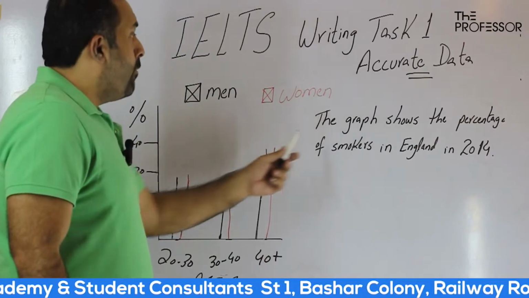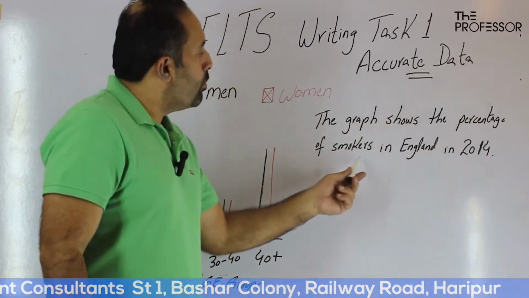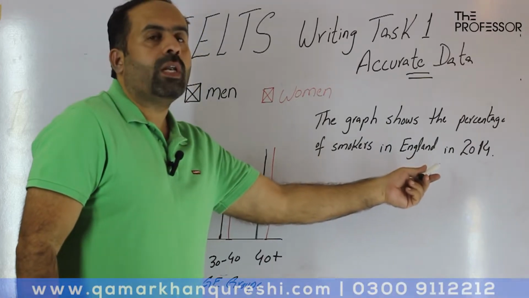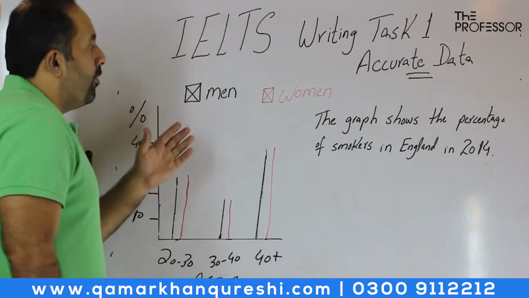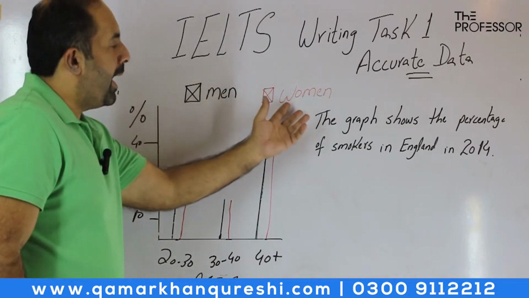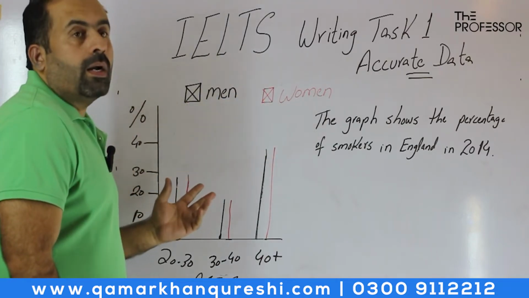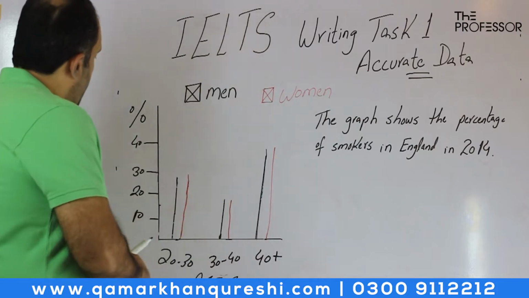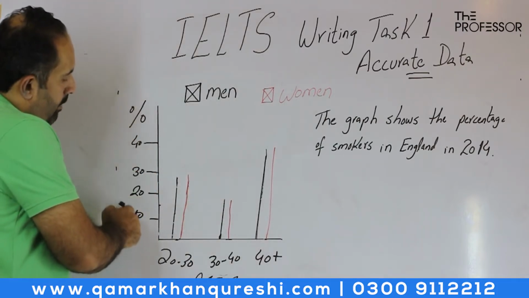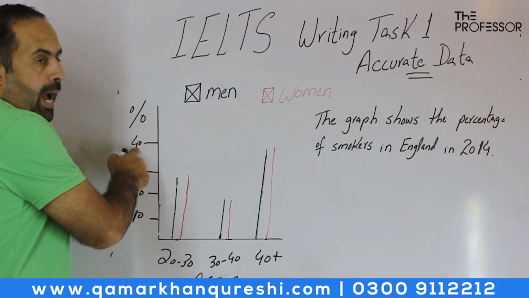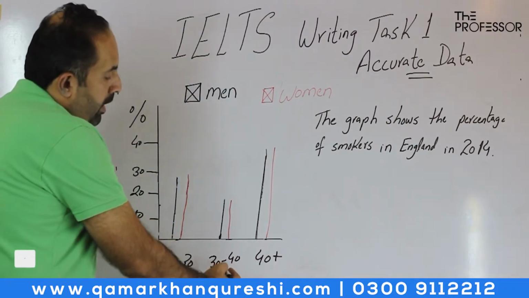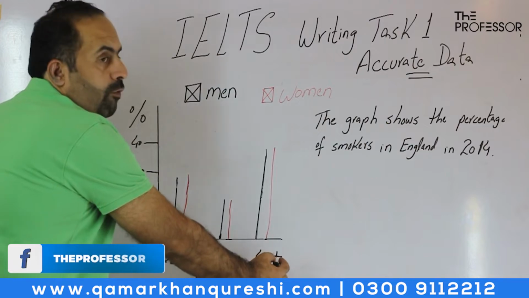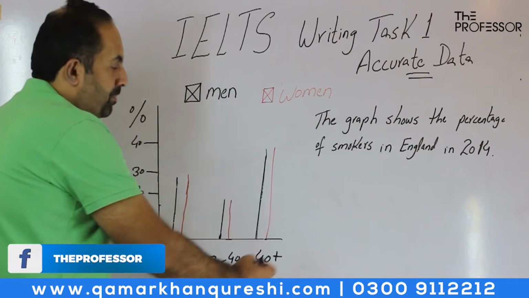Now this graph shows the percentage of smokers in England in 2014. So this is data of both men and women who are smokers. This is the percentage: 10%, 20, 30 and 40. These are the age groups: 20 to 30, 30 to 40 and 40 plus.